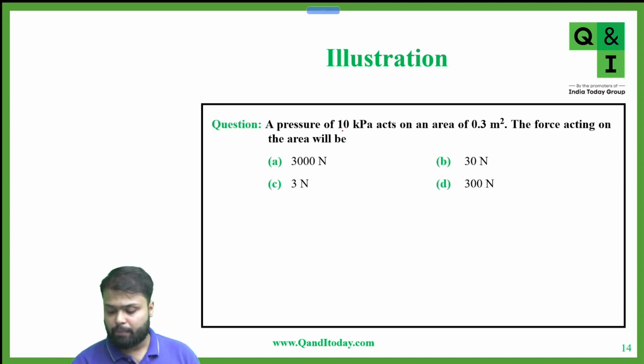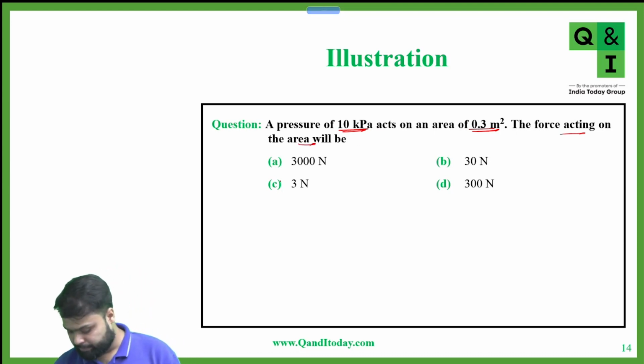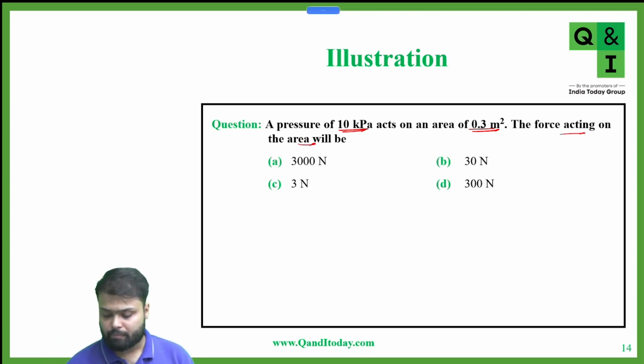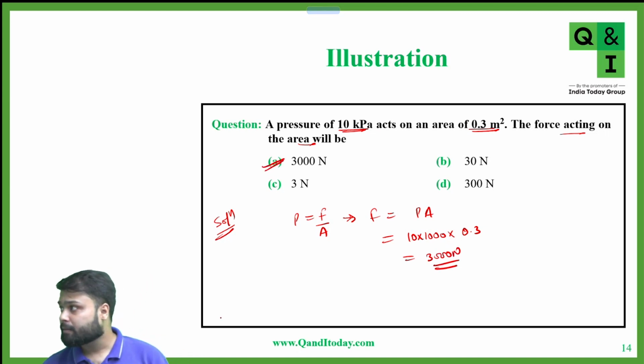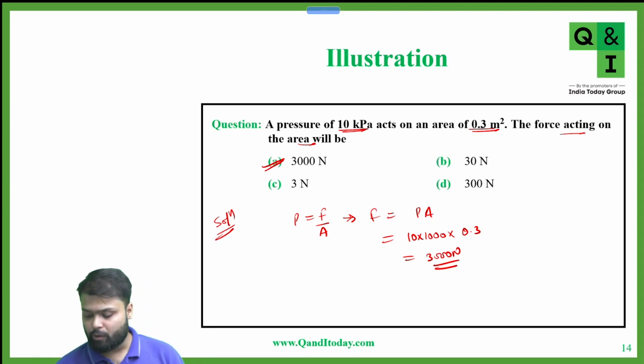Next, a pressure of 10 kilopascal is acting on an area of 0.3. The force acting on the area will be: force equals. Now what is pressure? Pressure is force upon area. So force is pressure into area. Let me solve. 10 kilopascal means 10 into 1000 Pascal. The area is 0.3. So 10 into 0.3 is 3. 3 into 1000 is 3000 Newton. So the correct answer is option A. Is this clear? Very good.